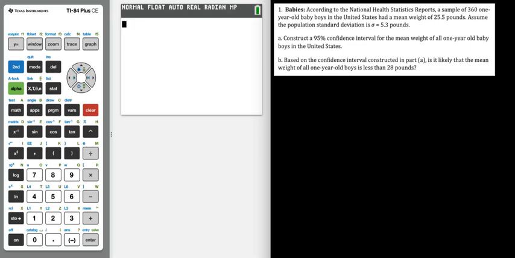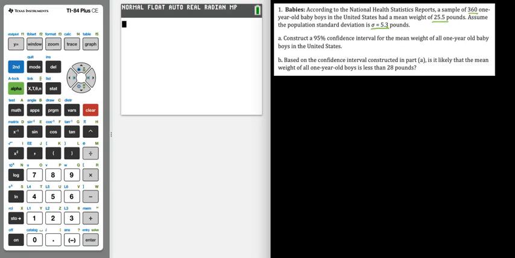Okay, let's take a look at these exit problems. Number one, according to the National Health Statistics reports, a sample of 360 one-year-old baby boys in the United States had a mean weight of 25.5 pounds. Assume that the population standard deviation sigma is equal to 5.3 pounds, and let's construct a 95% confidence interval for the mean weight of all one-year-old baby boys in the US.